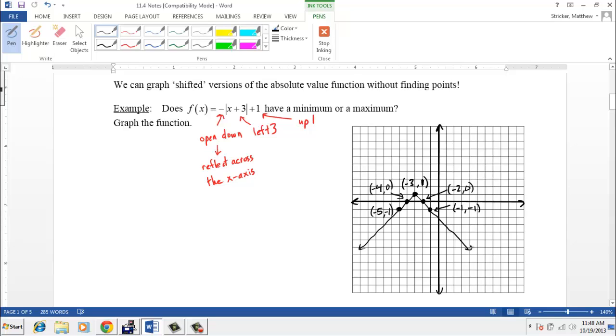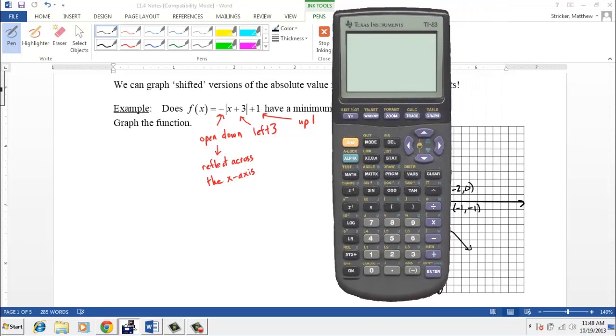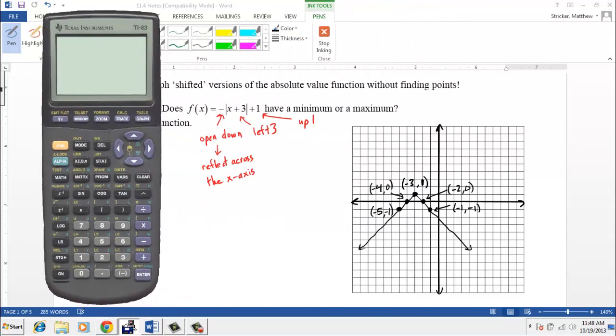We could also graph this using our graphing calculator. Let's remind you how to put that in the graphing calculator. So if you go back to our y equals and clear out your function, we're going to first type in negative, and then to get the absolute value we hit the math button, and we right arrow over to number, NUM, and the first option there is ABS, which stands for absolute value.